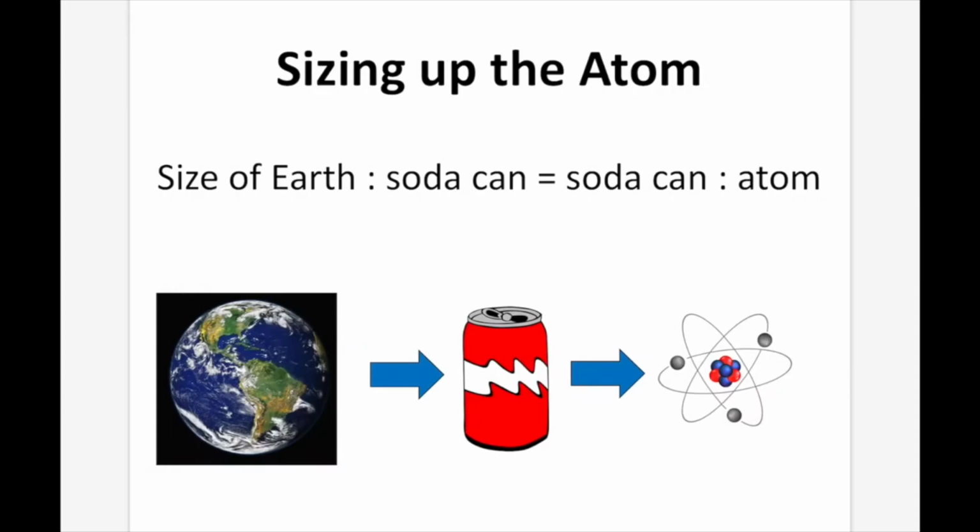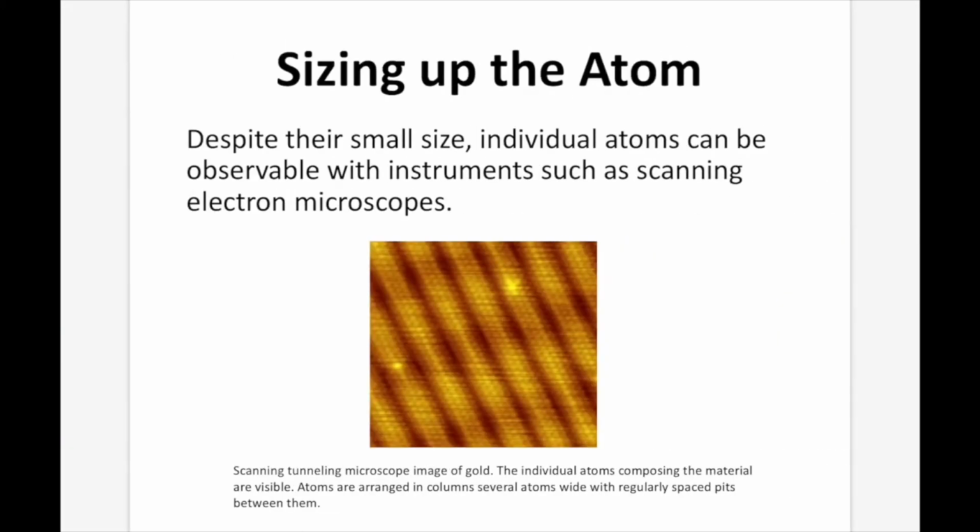Here's another way to look at it. If you take the size of the Earth and compare it to a soda can, you can use the same ratio to compare a soda can to an atom. That's how small atoms actually are. But despite their small size, individual atoms can be observed with instruments such as scanning electron microscopes.